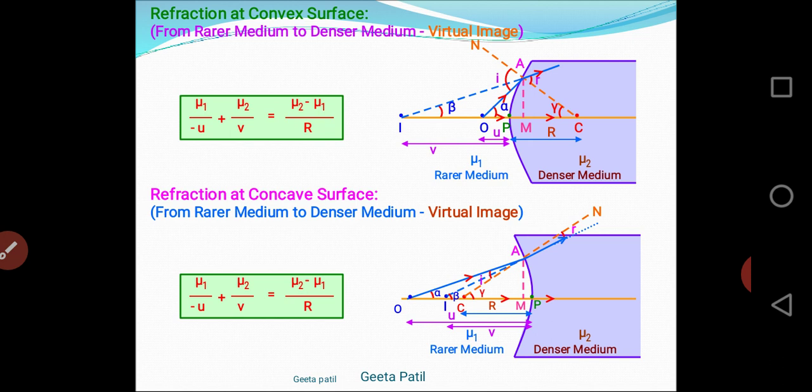Similarly, we can define the real image as: if the rays after refraction at a spherical surface converge to a point, that point is considered as a real image. A virtual image is when the rays after refraction at a spherical surface diverge, and the point where the rays drawn backward meet is called the virtual image.